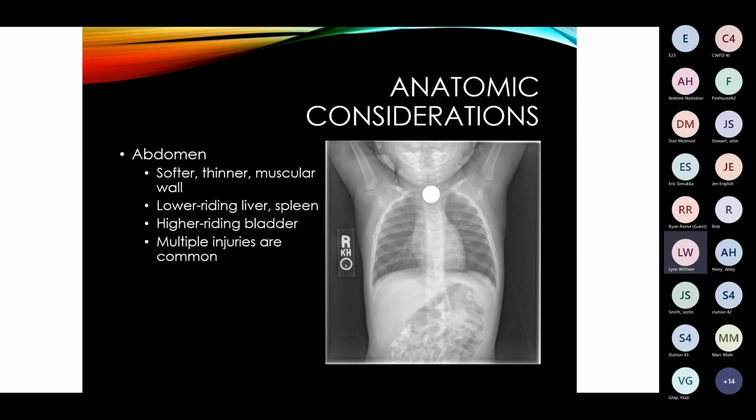And of course, we get enough liver injuries, but children, their liver and their spleen is very vulnerable because it's right where a blow to the abdomen would strike it. They also have a high riding bladder, and the bladder can be injured. So multiple injuries to the abdomen are common in motor vehicle accidents or pedestrians struck by car accidents with children.